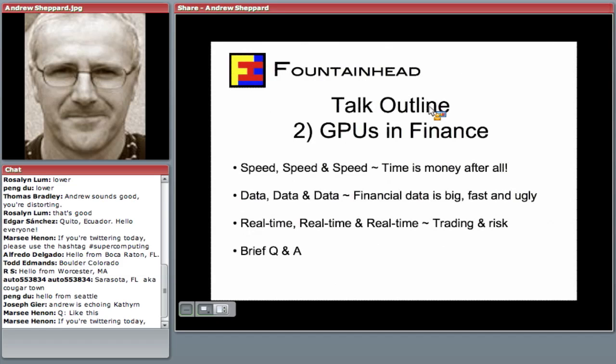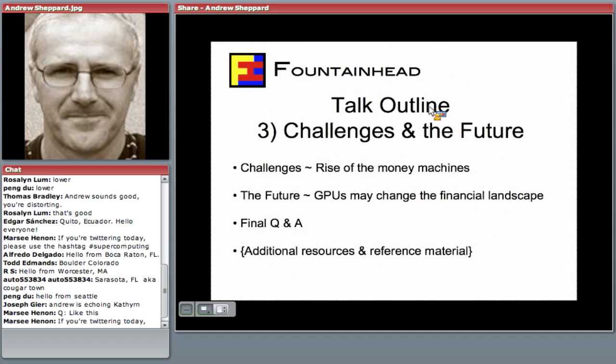The third and final part of the talk is where I will talk about some of the challenges being posed by this new technology, both from a technological point of view and from a policy, regulatory, and market point of view. I'll also touch upon how GPUs might change the financial landscape going forward, and then we'll have a final questions and answers. Any questions we haven't already addressed, we can sum up at the end.